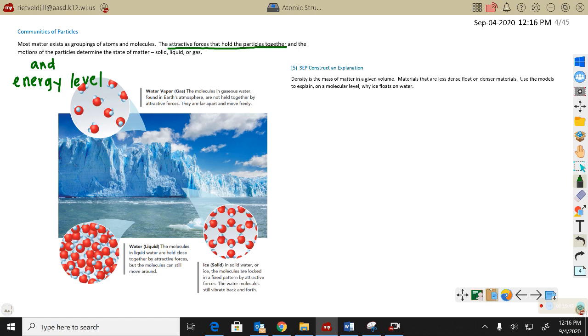Science and engineering practice, constructing an explanation. So scientists make observations of matter, and then they try to figure it out. They try to explain their observations. Density is a measure of mass per volume. And maybe you've done density calculations where density equals mass over volume, something like that. It is a measure of how much mass is in a given volume.